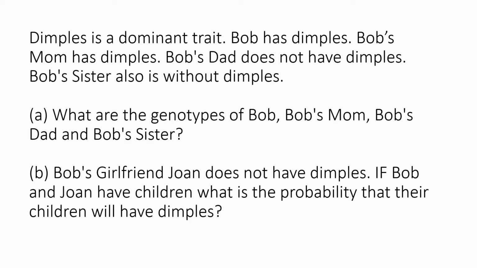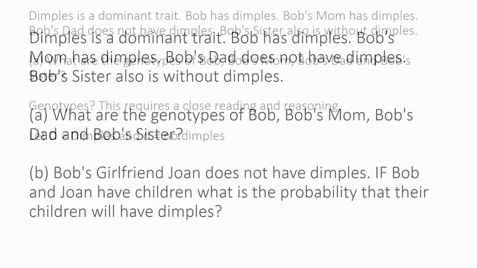So question A is asking you, what are the genotypes of Bob, Bob's mom, Bob's dad, and Bob's sister? And part B asks, Bob's girlfriend Joan does not have dimples. If Bob and Joan have children, what is the probability that their children will have dimples? All right, let's figure this out.